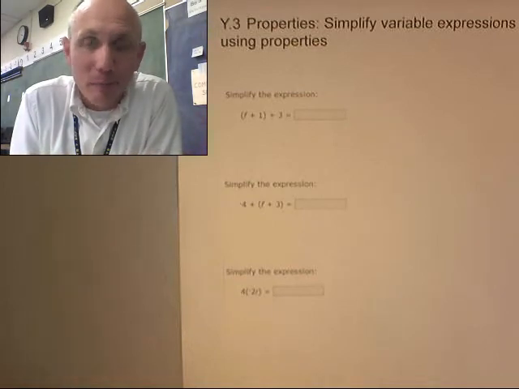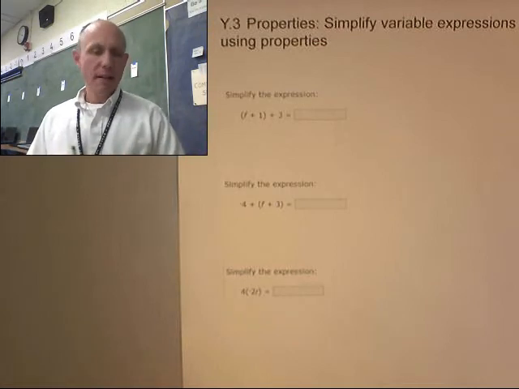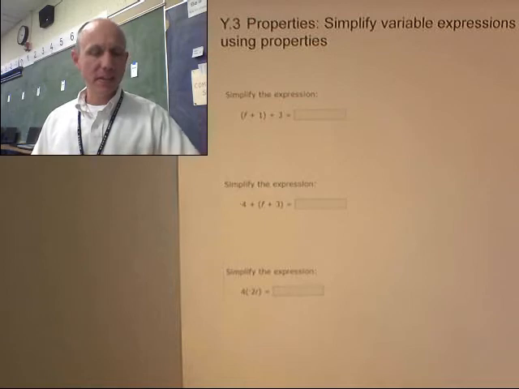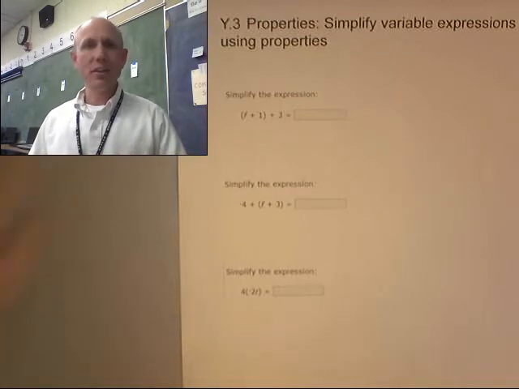All right, simplify variable expressions using properties. I don't have a lot of notes for this one because I think you guys can do it. So here we go.